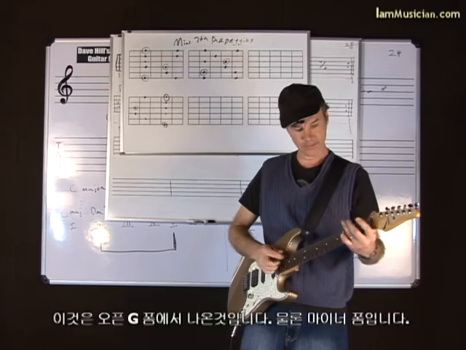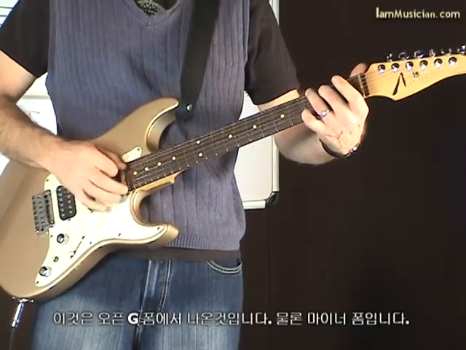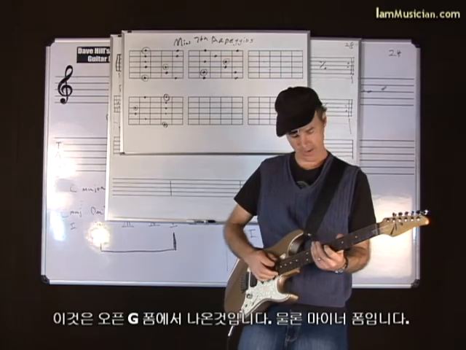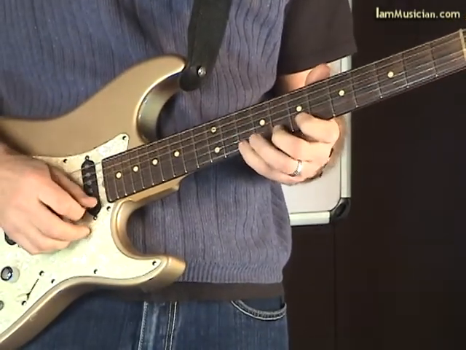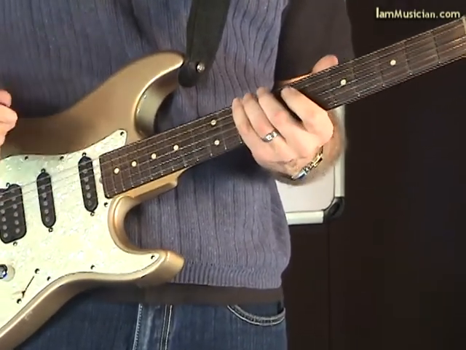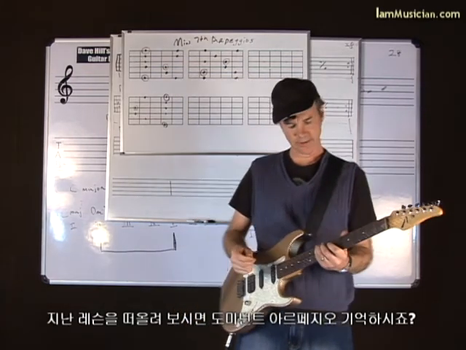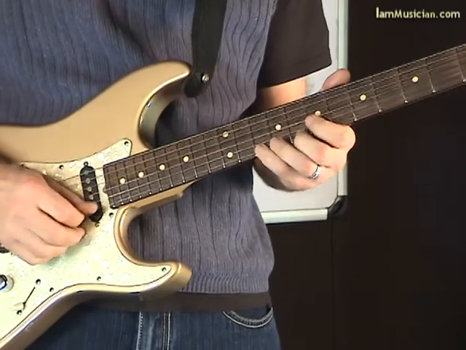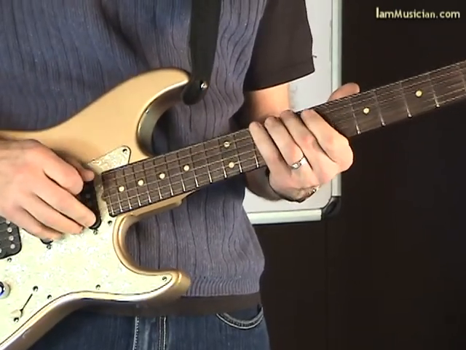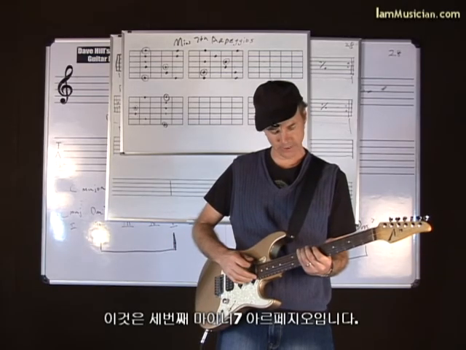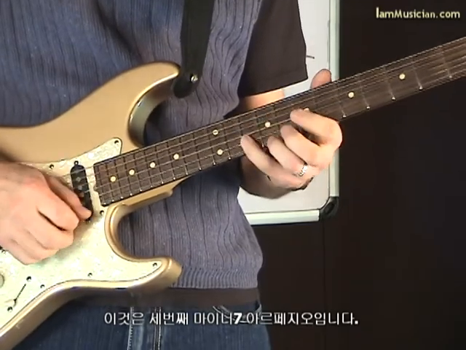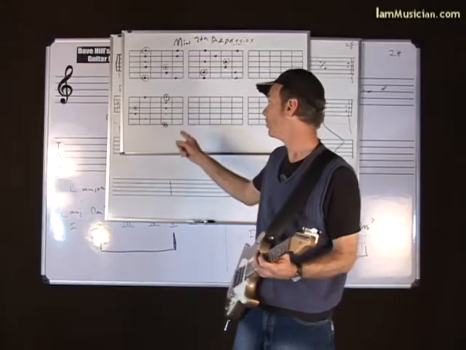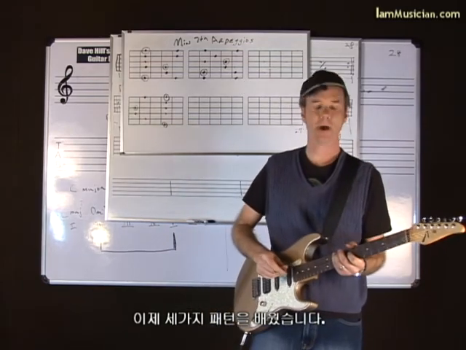And this is coming from the G form, the open G shape. And of course, it's a minor shape. And if you recall, going back to the other lessons, we've had dominant 7 arpeggios here, and major 7 arpeggios here as well. Okay, so this is our 3rd edition of minor 7 arpeggios.